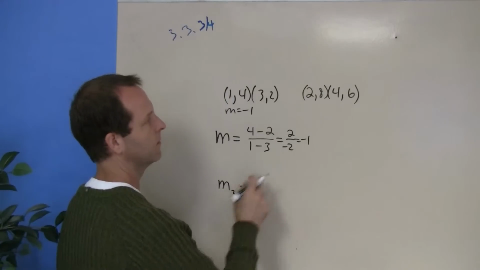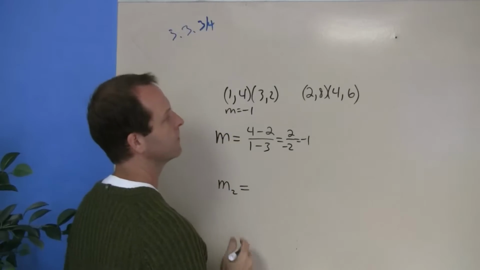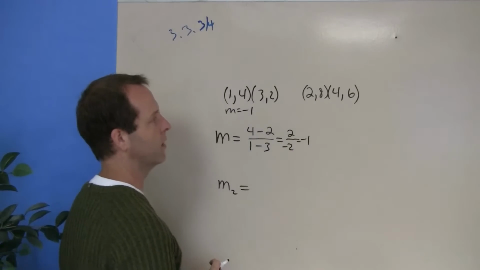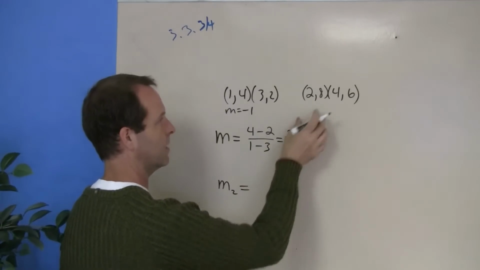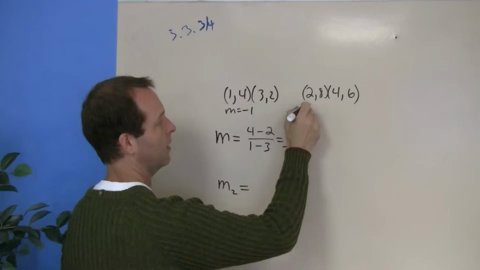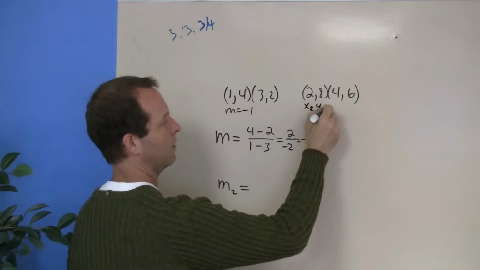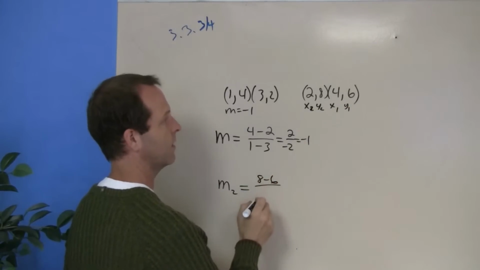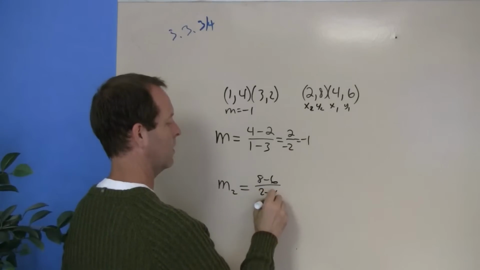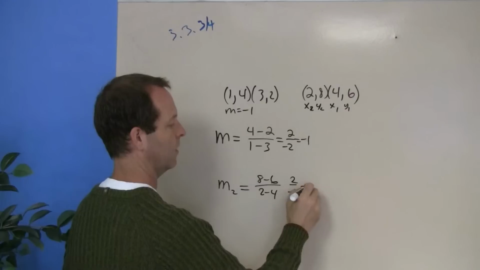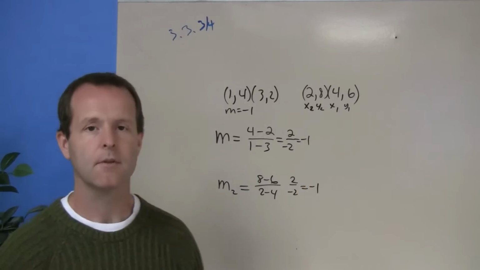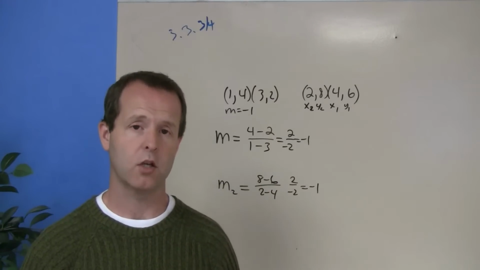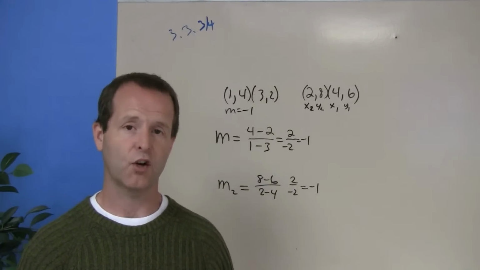my second slope, y2 minus y1. So again, it doesn't matter which set of points I determine as my 1 or my 2, as long as I keep it consistent. So let's say this first one's my x1, y1, and this is x2, y2. So I have 8 minus 6 over 2 minus 4 gives me 2 over negative 2 equals negative 1. Both of the slopes of these two lines are equal. They both have a slope of negative 1. So that means that they're going to run parallel.